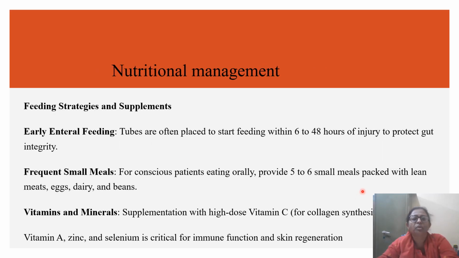Nutritional management, you can see early enteral feeding is given. So we are giving the enteral feeding, tube feeding. Tubes are often placed to start feeding within 6 to 48 hours. Frequent small meals. High protein diet, vitamin and mineral supplements, high vitamin C, vitamin A, zinc and selenium for immune function and skin regeneration.